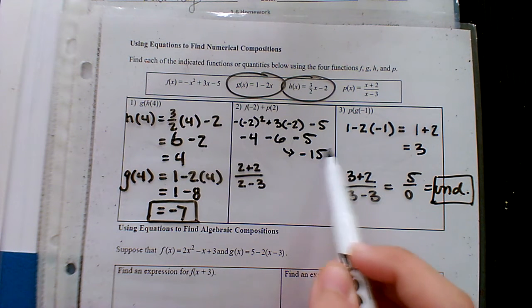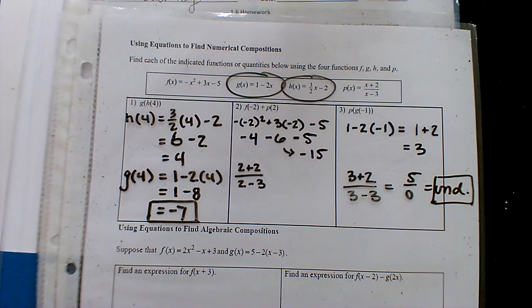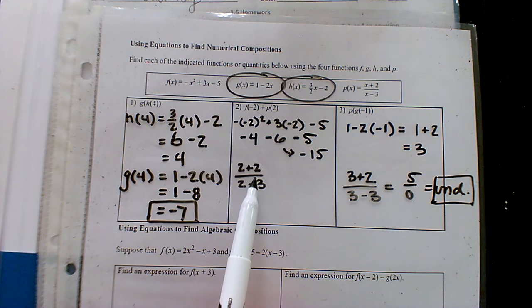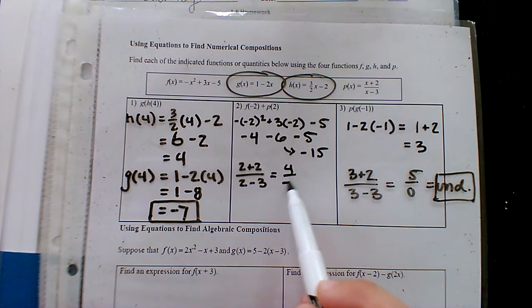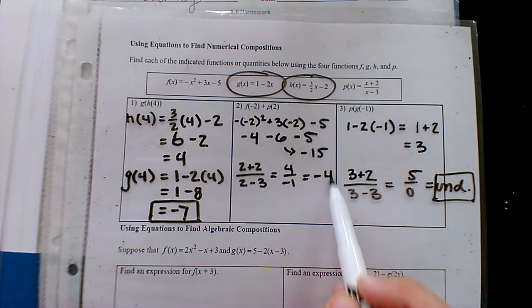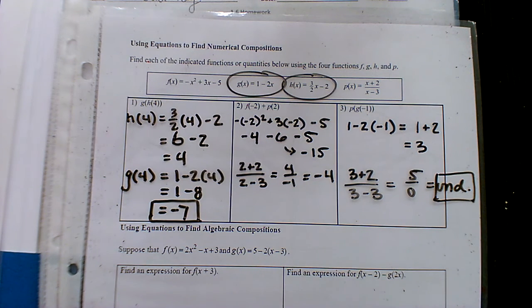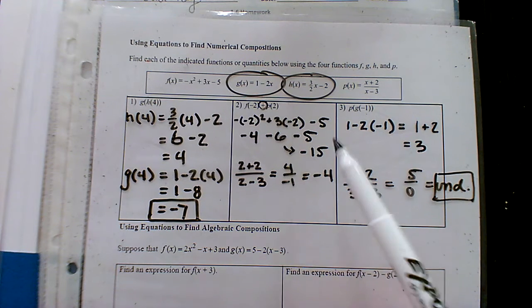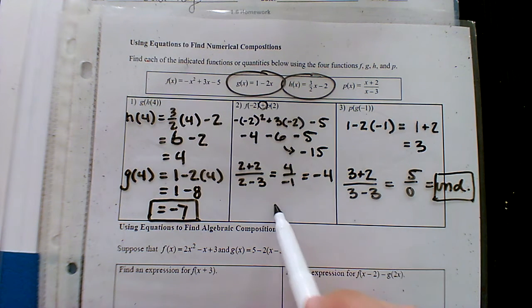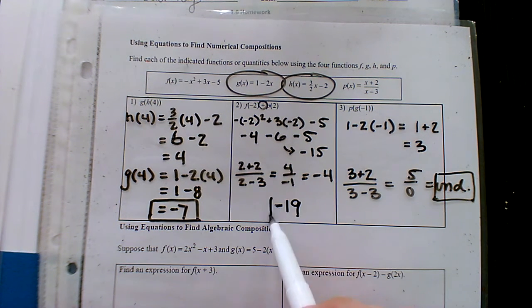Altogether, we have a -15. For p of 2, we'll get 4/-1, which is -4. So we have the 2 separate answers. This notation's asking us to add them together. So -15 plus -4 would be -19.